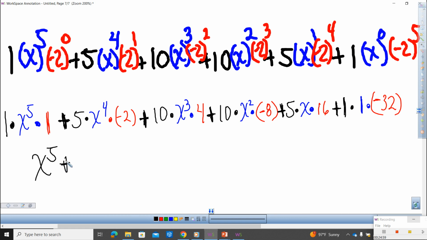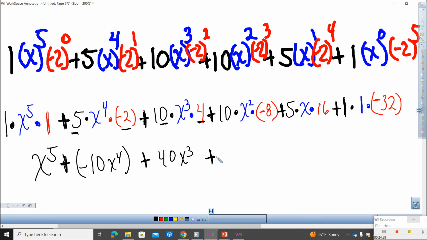Plus. Here we go. What is 5 times negative 2? Negative 10. And bring down x to the 4th. I'm going to put that in parentheses because it's a negative. Plus, what is 10 times 4? 40. And bring down the x to the 3rd.